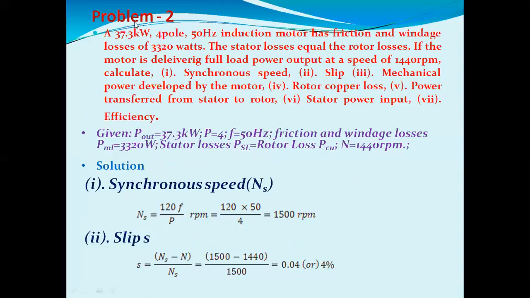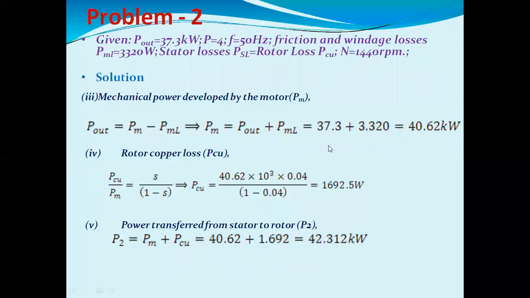When a voltage is given or a current is given, that is the line voltage and the line current that we have seen in our previous problem. So just putting those values, it is 3320 watt, that is 3.320 kilowatt, that is 40.62 kilowatt.